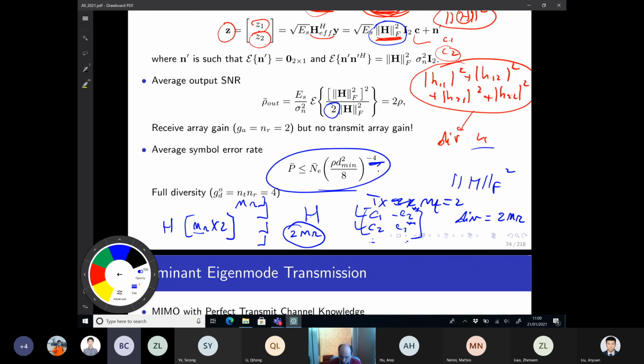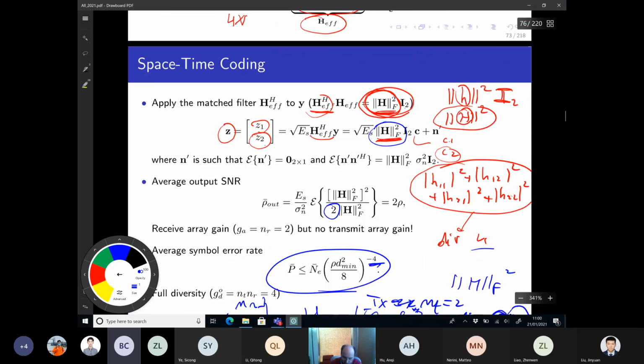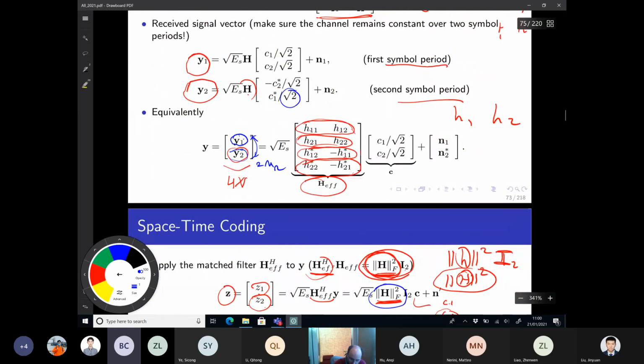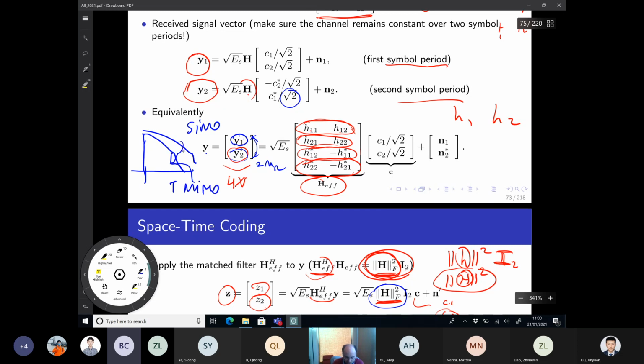Compared to the SIMO case, my diversity gain is now multiplied by 2. In the SIMO case, I get the NR diversity gain. Now in the MIMO case with 2 transmit antennas, the diversity gain is multiplied by 2. That means your error probability or your outage probability, all those things, will drop even faster. Instead of having something like this for SIMO, now you're going to have something that drops faster. This is SIMO, and this would be the MIMO with 2 transmit antennas. So you're going to have an increase in the slope.